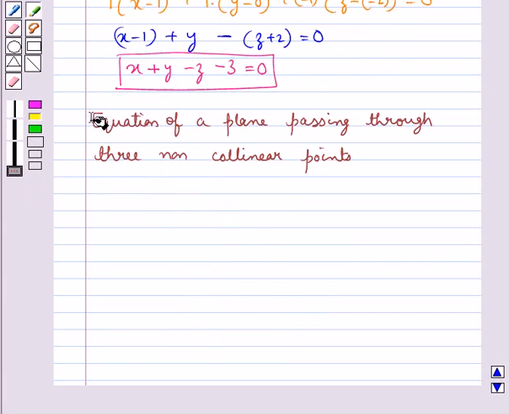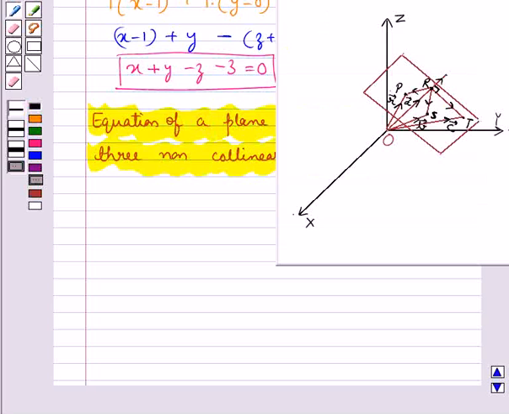Next we discuss the equation of a plane passing through three non-collinear points. Consider three non-collinear points R, S, T on the plane. Position vector of R is vector A with respect to the origin. Position vector of the point S is vector B. Position vector of the point T is vector C. Let R be the position vector of the point P which is in the plane.